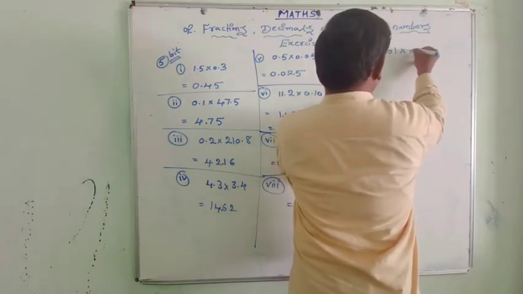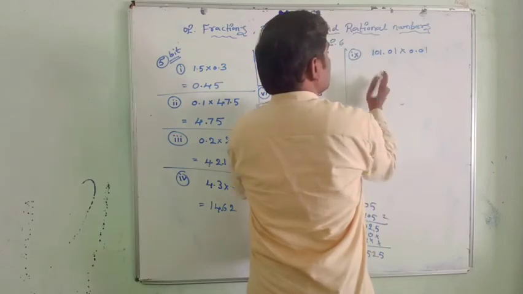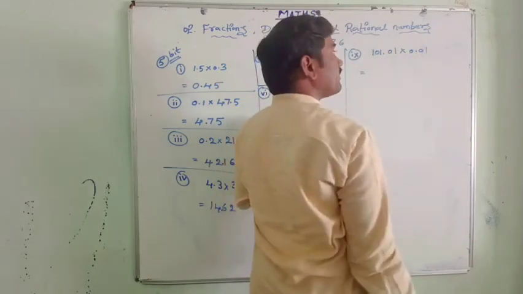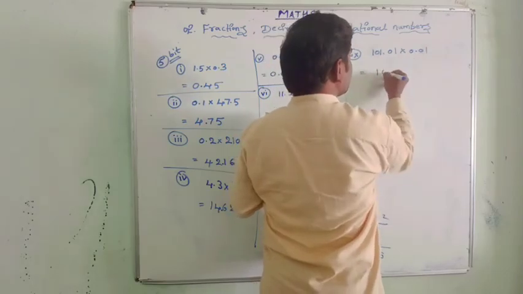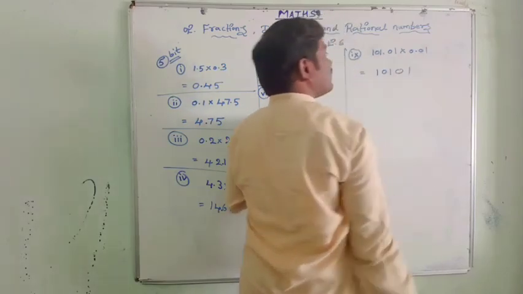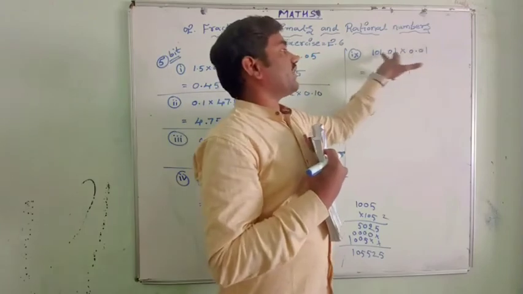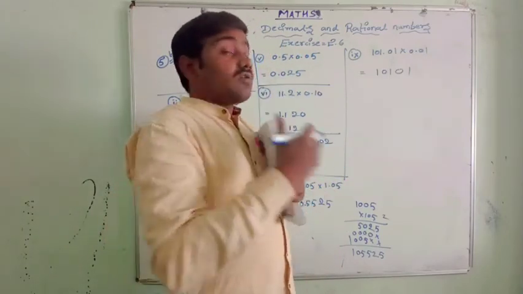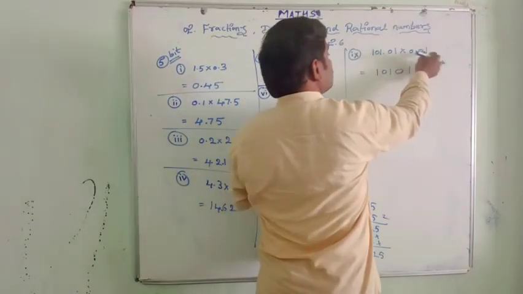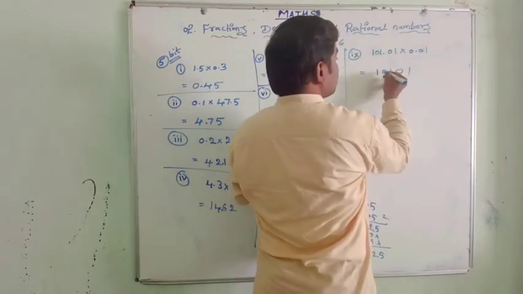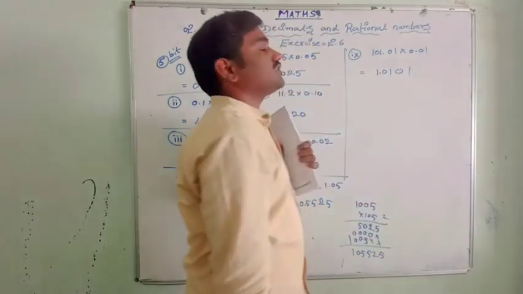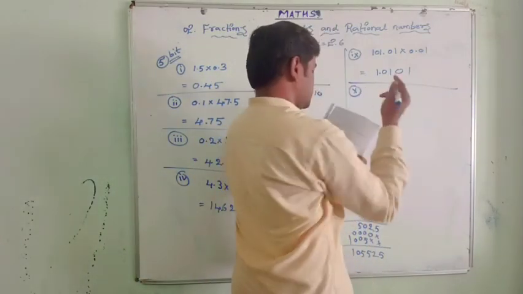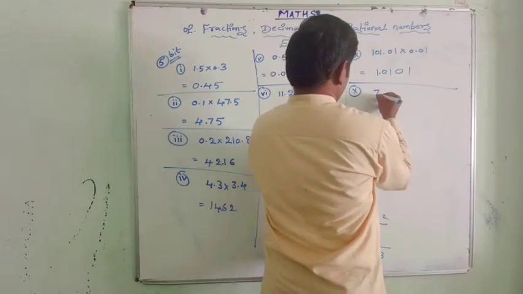101.01 into 0.01. Okay, 0.01. With only 1 will multiply. This with 1 will multiply, you get the same again. With only this 1 I am multiplying because the other two are zeros. Now we have to count the decimal digits. Here 2, 2, 4. 1 2 3 4. So 1.0101. This will be the answer. Very easy sometimes. The calculations are very easy if you are doing with mind.